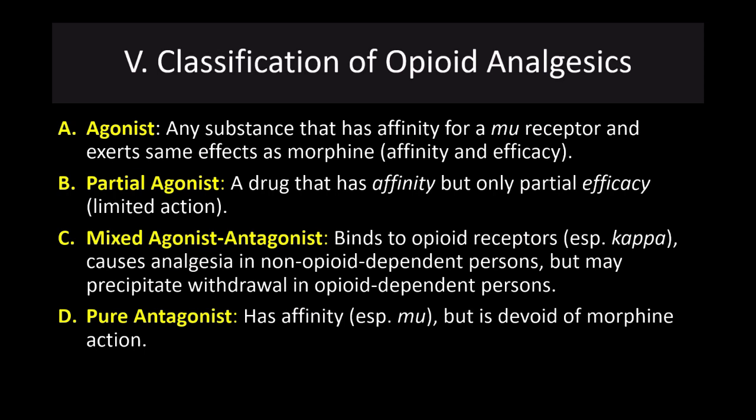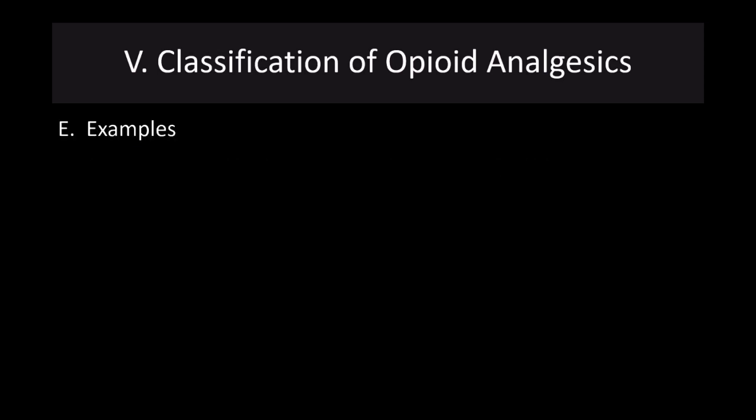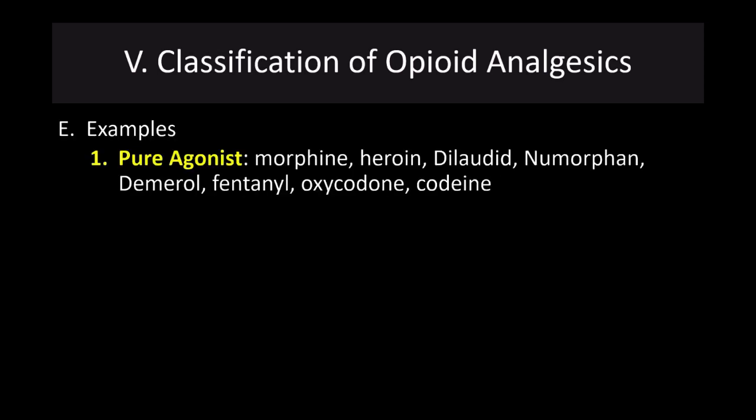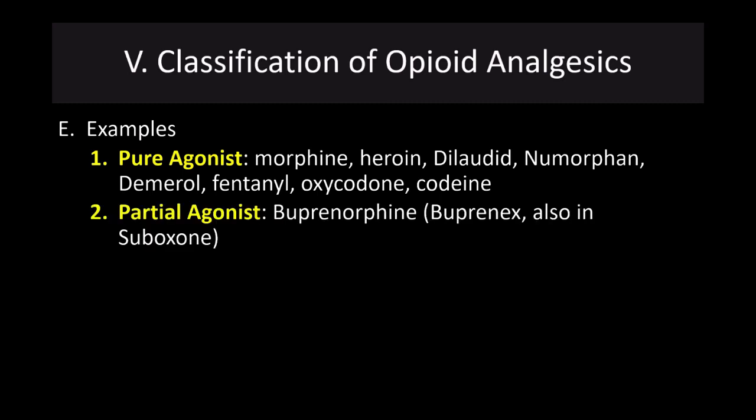They have an affinity for the mu receptor, but are devoid of morphine action. And these are drugs that are used to reverse overdose. So Narcan or naloxone and naltrexone are the drugs that we'll talk about that are used to reverse an overdose. Pure agonists include morphine, heroin, Dilaudid, Demerol, fentanyl, oxycodone, and codeine.